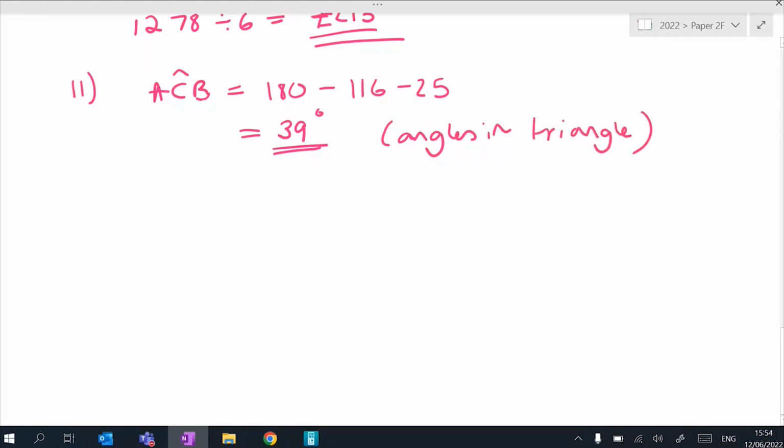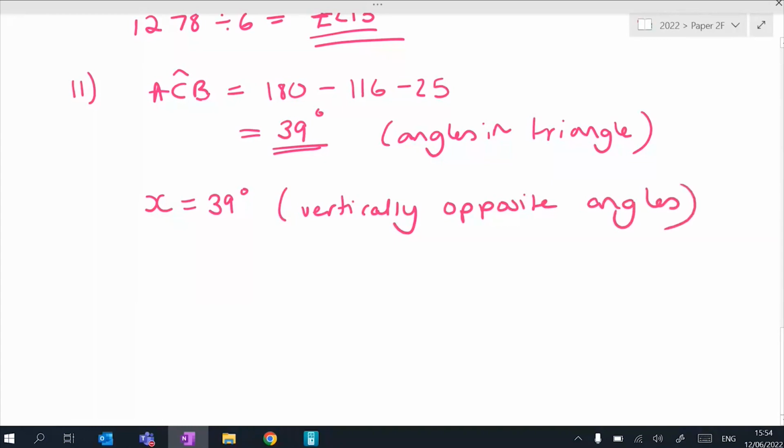It does say give a reason for each stage you're working, so therefore you do need to put that point there. So then to find angle X, it's going to be the same angle as it is vertically opposite. Okay, so you've got vertically opposite angles, which means they are the same.